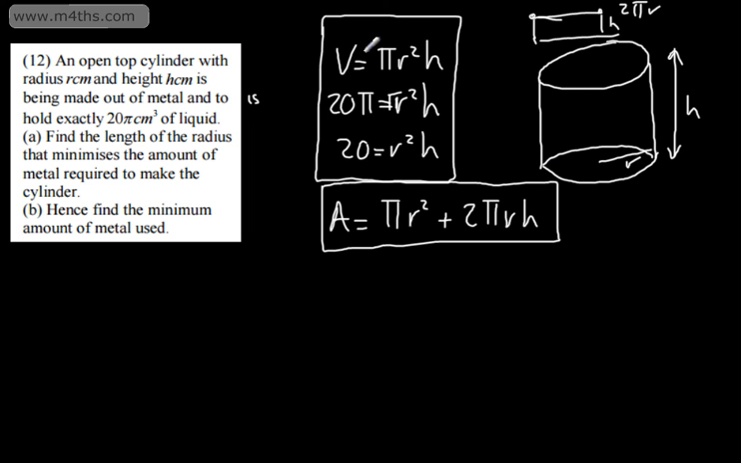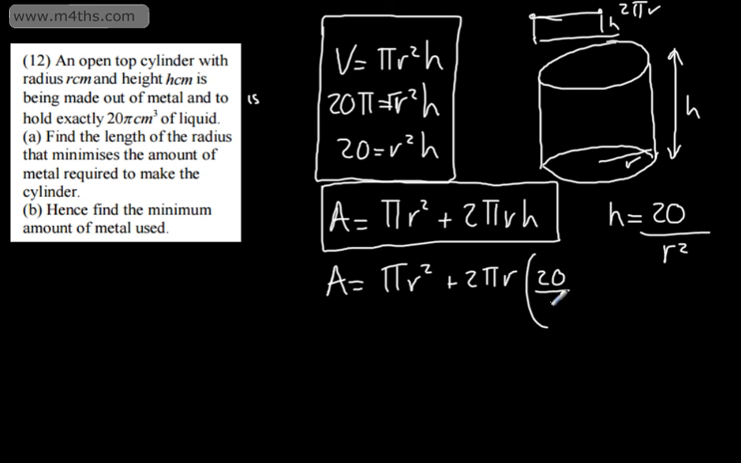So what I'm going to do at this point, I've got two equations. I'm going to say that h is equal to 20 over r squared. Again, this is my algebraic manipulation, and we're going to substitute in here. Ultimately, what I'm looking for is the area in terms of the radius. Pi r squared plus 2 pi r, then we've got h, which is going to be 20 over r squared. Area is going to be pi r squared plus 2 times 20, so that's going to be 40.